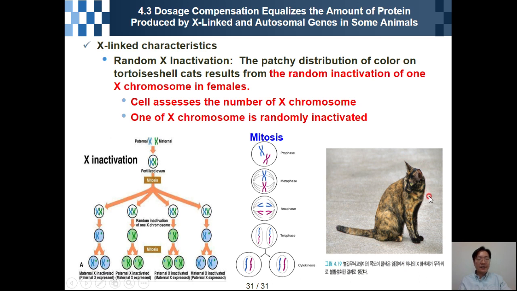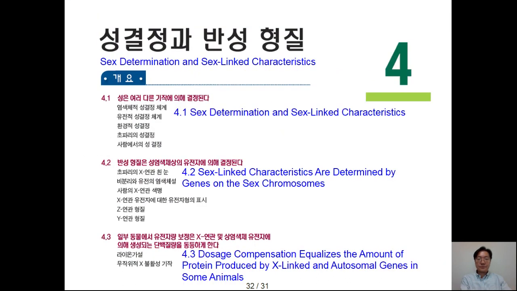Okay, in this chapter we learned about sex determination. First we learned about sex determination. Second, we learned about sex-linked characteristics. Finally, we learned about dosage compensation.